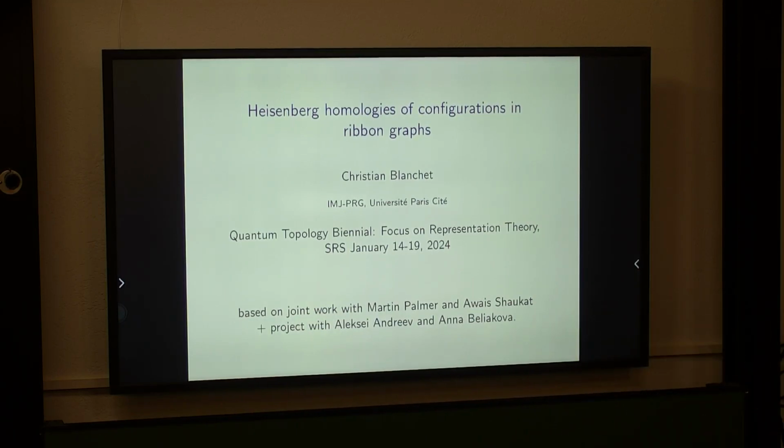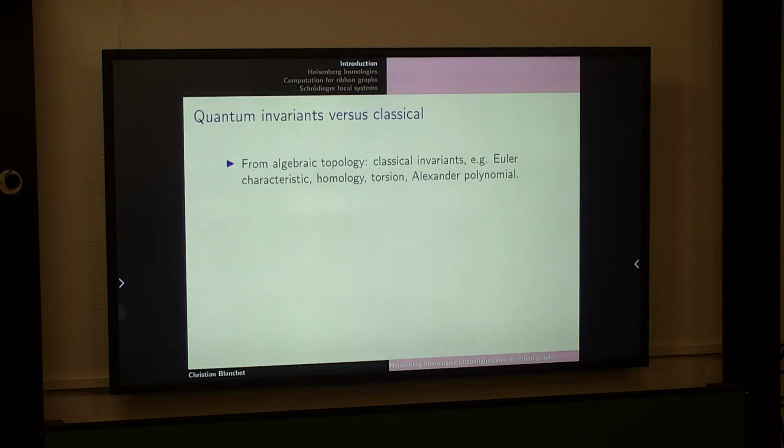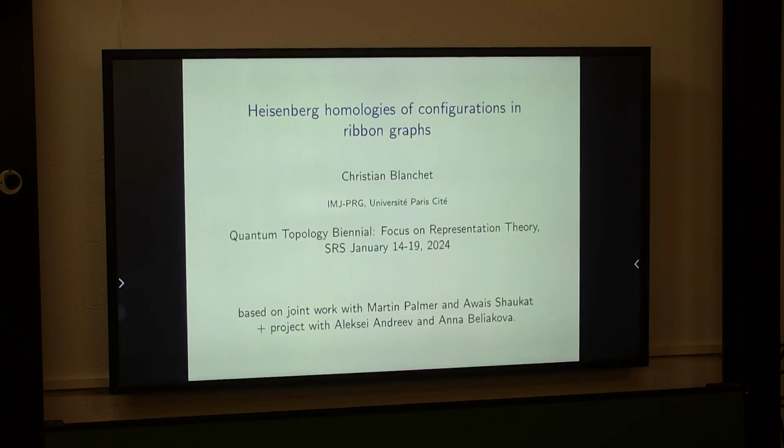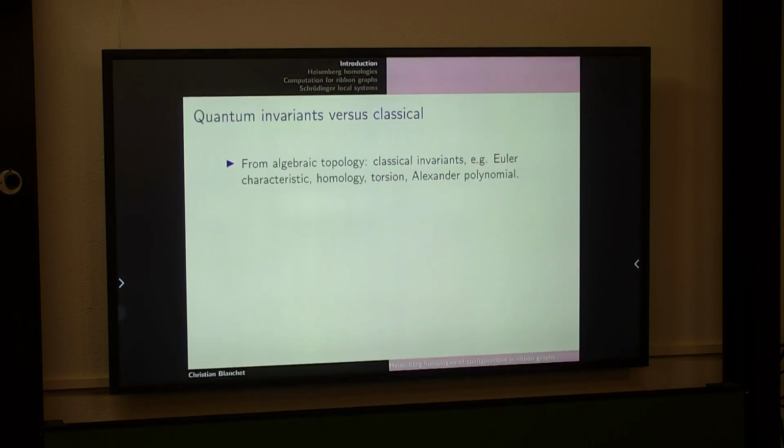So first I should say that this is a program whose first step was work with Martin Palmer and Avaïs Chocat, and we are a project with Alexei and Anna. So I will focus here on the definition of those Heisenberg homology for even graphs and certain computational expressions.